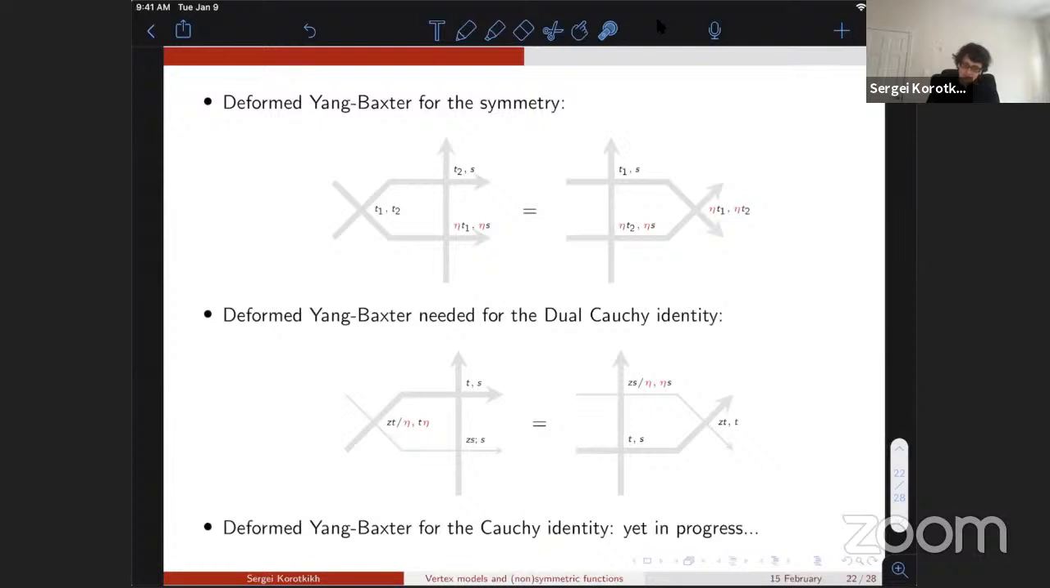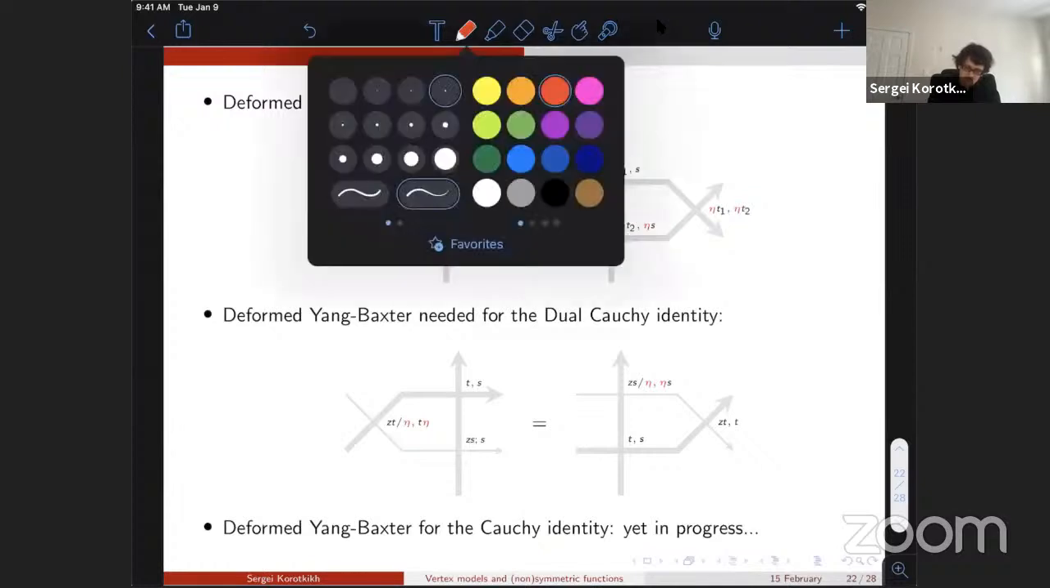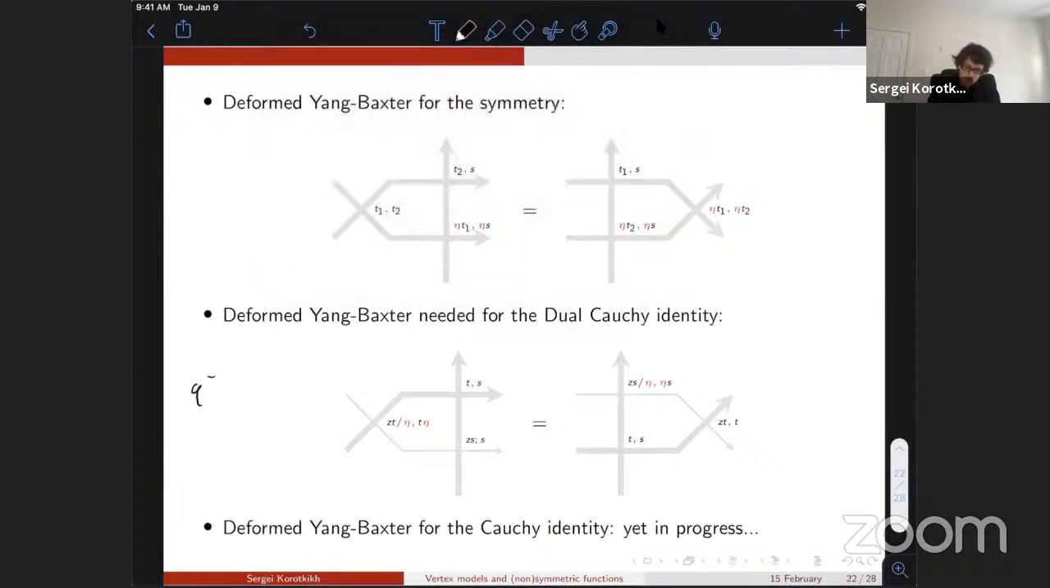And also, this is without parameters added. This is the usual Cauchy, the usual Yang-Baxter equation, which can be obtained by setting one of the spin parameters to Q to a suitable power of Q and rearranging spectral parameters in a needed way.